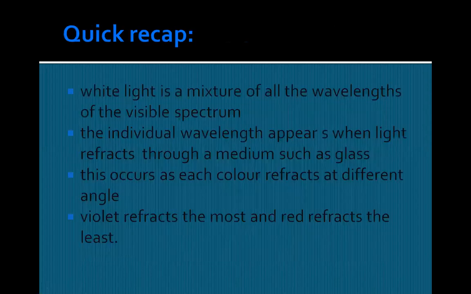So let's give a quick recap of the whole topic. White light is a mixture. We have discussed in the start that white light is a mixture of all the wavelengths of the visible spectrum. The individual wavelengths appear when light refracts through a medium such as glass. This occurs as each color refracts at a different angle. Violet refracts the most and red refracts the least, because violet has the minimum wavelength but red has the maximum wavelength. Another point we have discussed is that frequency and wavelength have an inverse relationship. When the wavelength is more, the frequency is less, and when the wavelength is less, the frequency is more. As red color has the maximum wavelength, its frequency is less as compared to violet.